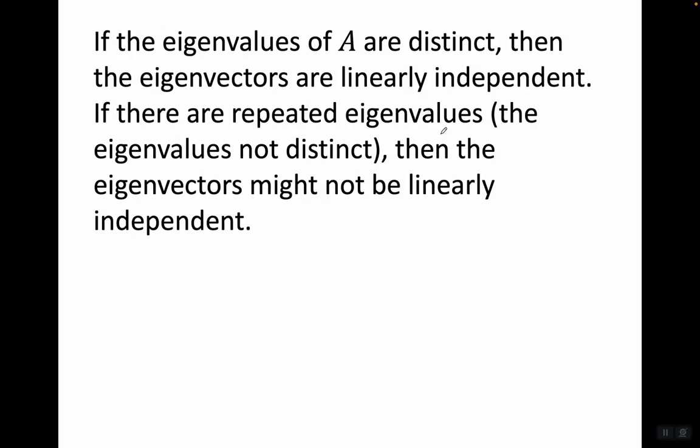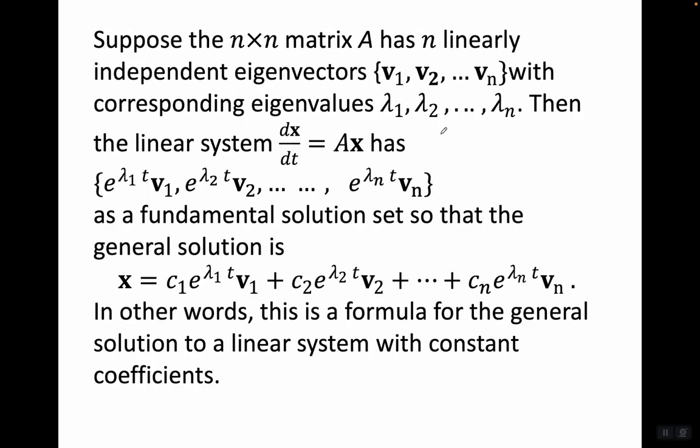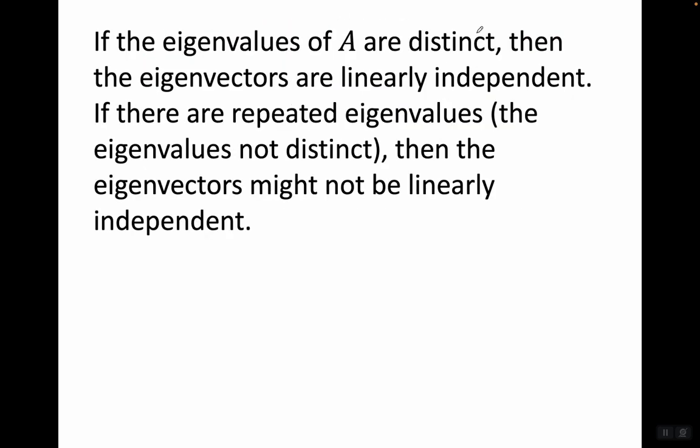Let's apply it. If the eigenvalues of A are distinct, then the eigenvectors are linearly independent. This really helps out because this formula depends on the eigenvectors being linearly independent. So as long as your eigenvalues are distinct, you know your eigenvectors are going to be linearly independent. If there are repeated eigenvalues, in other words, if the eigenvalues are not distinct, then the eigenvectors might not be linearly independent. We're not going to cover that in this video, though.